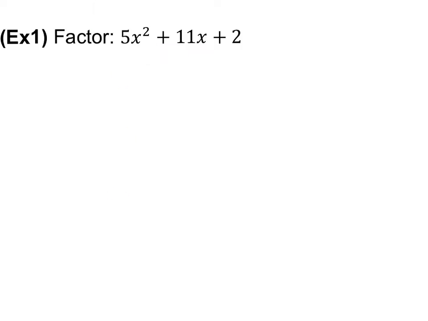Example 1, factor. First step of factoring. Is it in standard form? Yes. Second step of factoring. Can I take out a greatest common factor? I cannot. Third step of factoring. How many terms are there? There are 3, and the leading coefficient is 5. It is not 1. So since it is 5, we're going to do crisscross split the middle term.